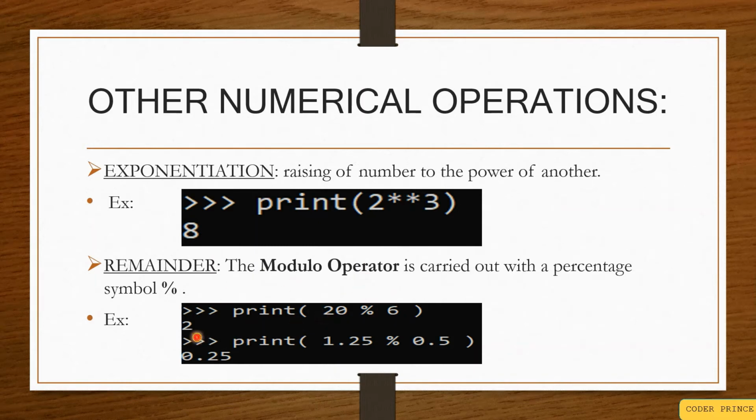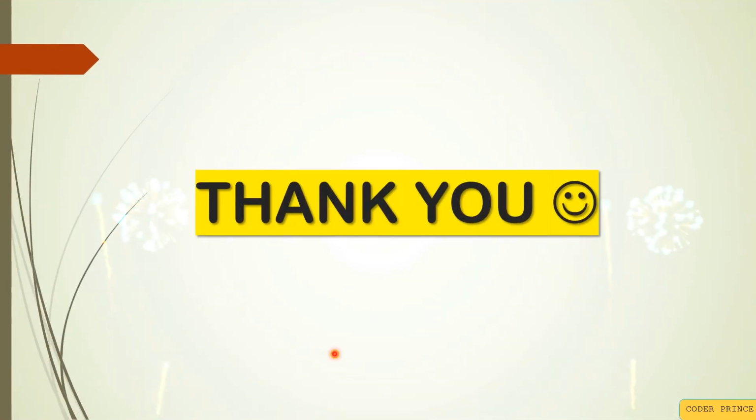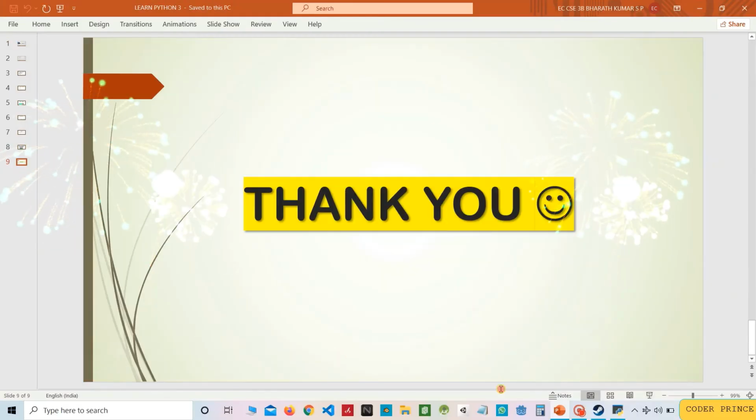The same is applicable for floating point. 1.25 mod 0.5: 0.5 two times is 1, and we have 0.25 as a remainder. We will see some examples now. I'm using the Python 3.8 terminal.